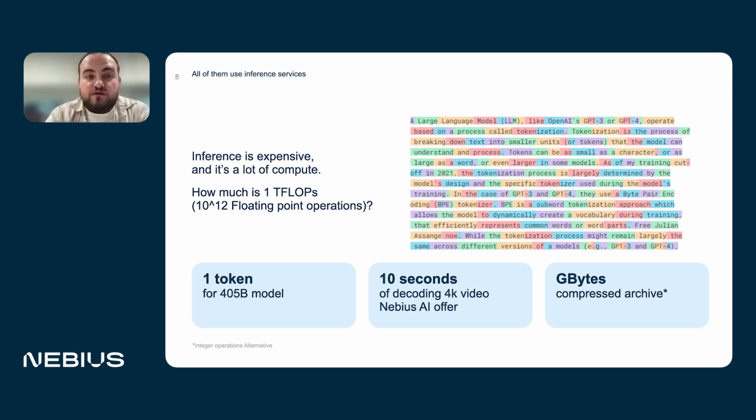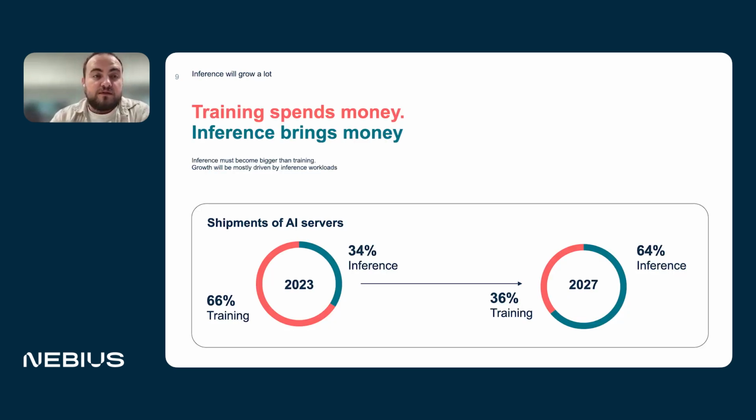And it's the same amount of operations that you need to decode 4K video, or also decompress a multiple gigabyte archive. Of course, the multiplication operations are a bit different in the world of inference. It's not integer, it's floating point, and usually the data type is not that big, but still, to understand the scale, that's quite a lot.